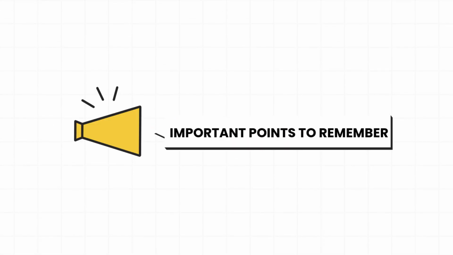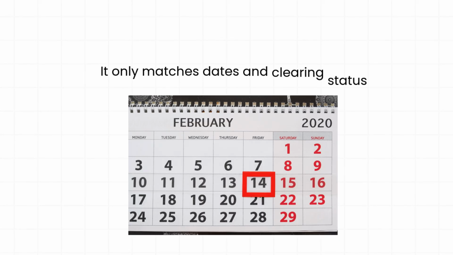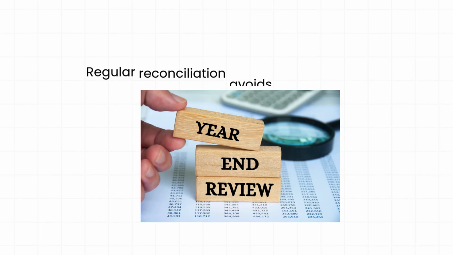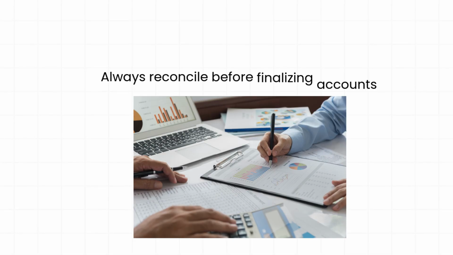Important points to remember. Bank reconciliation does not change original vouchers. It only matches dates and clearing status. Differences are usually due to timing. Regular reconciliation avoids year-end issues. Always reconcile before finalizing accounts.